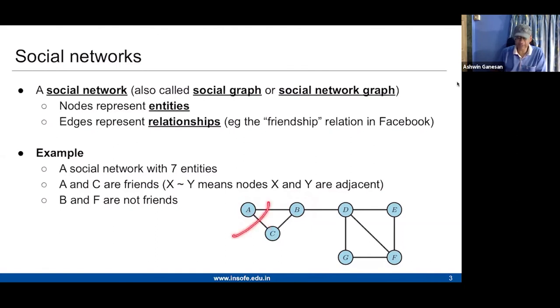What you can see here is A has 2 friends because there are 2 edges in the graph incident to node A. You can see here that B has 4 friends, and in fact, B is the node with the maximum number of friends, and so on. Sometimes I'll abbreviate the fact that 2 nodes are adjacent in this graph by using the tilde symbol. A and C are friends, and another way to write that is A tilde C. B and F are not friends, so B is not adjacent to F.